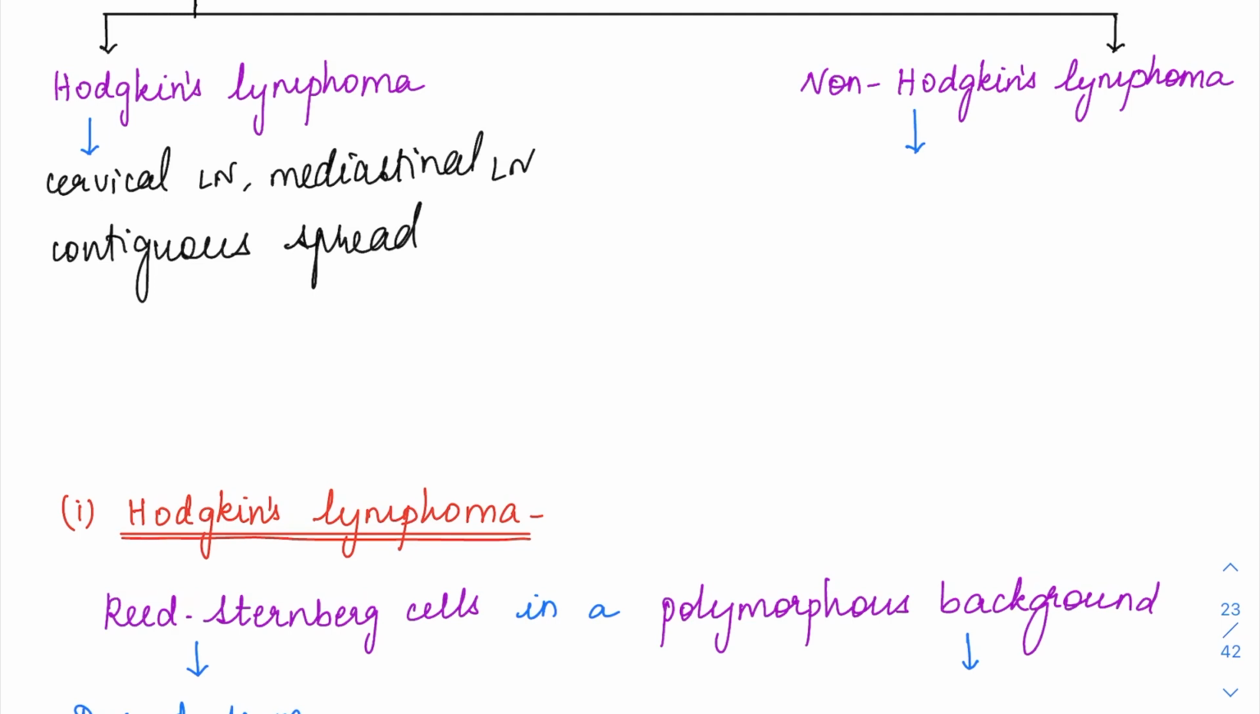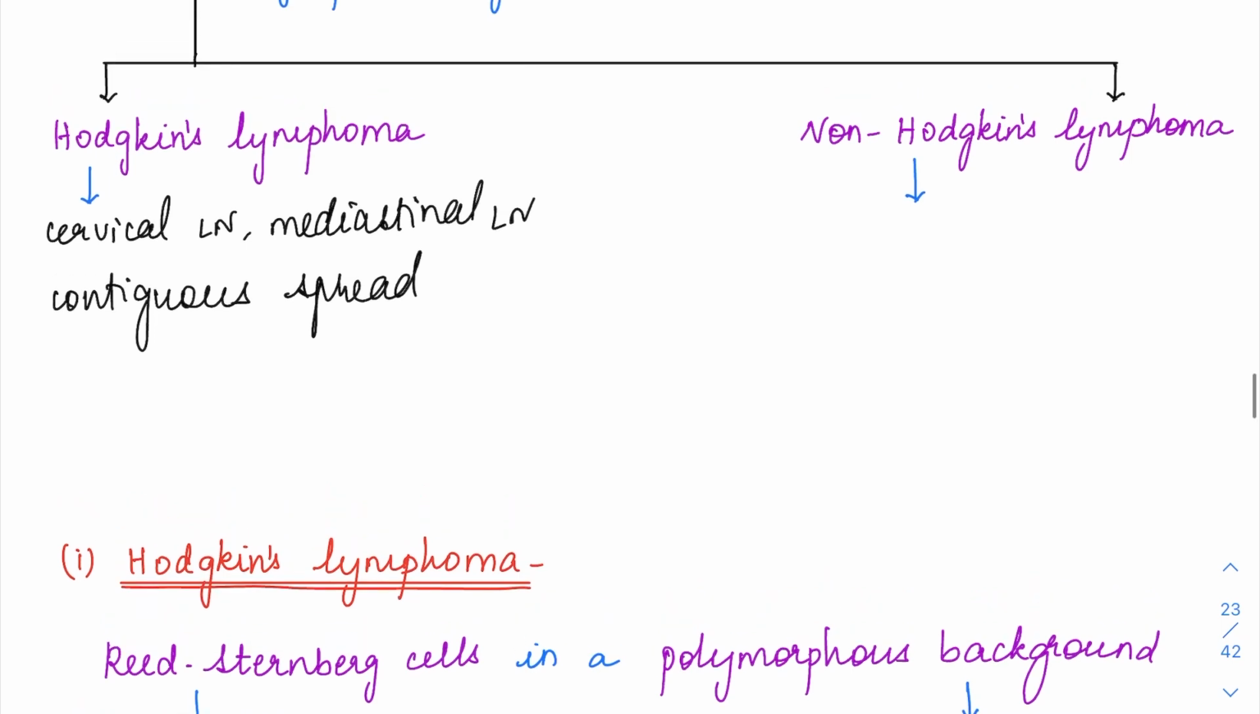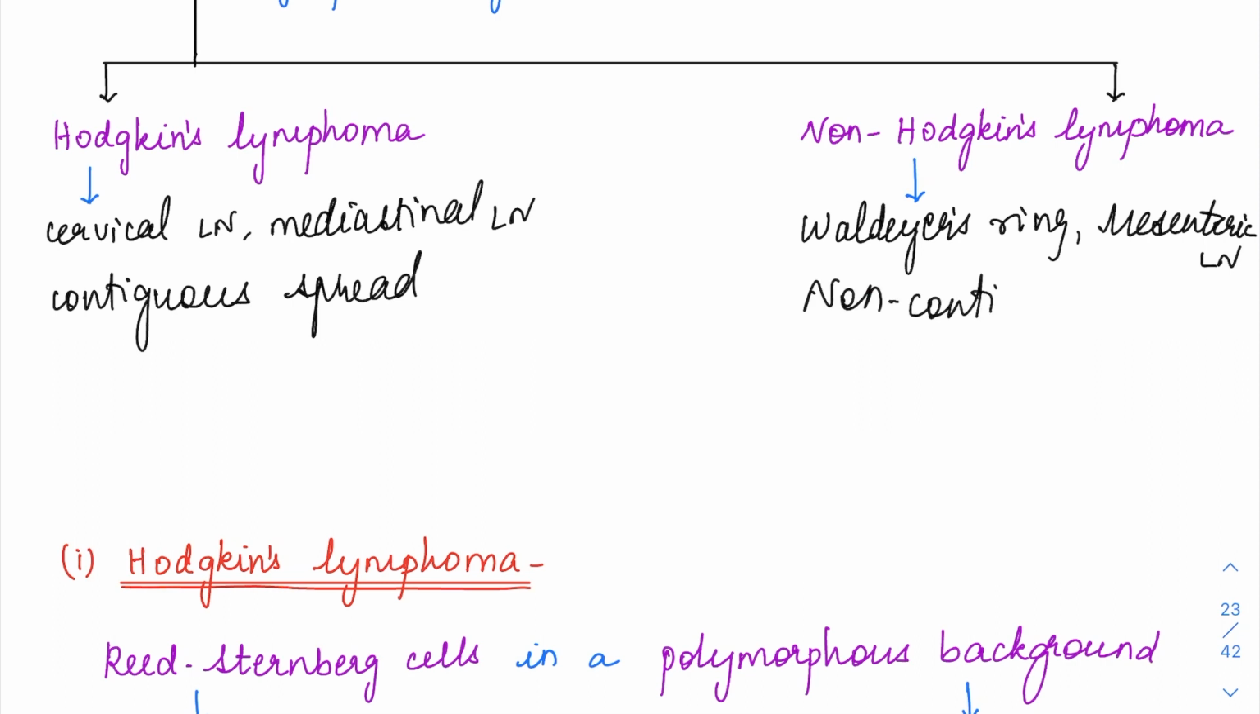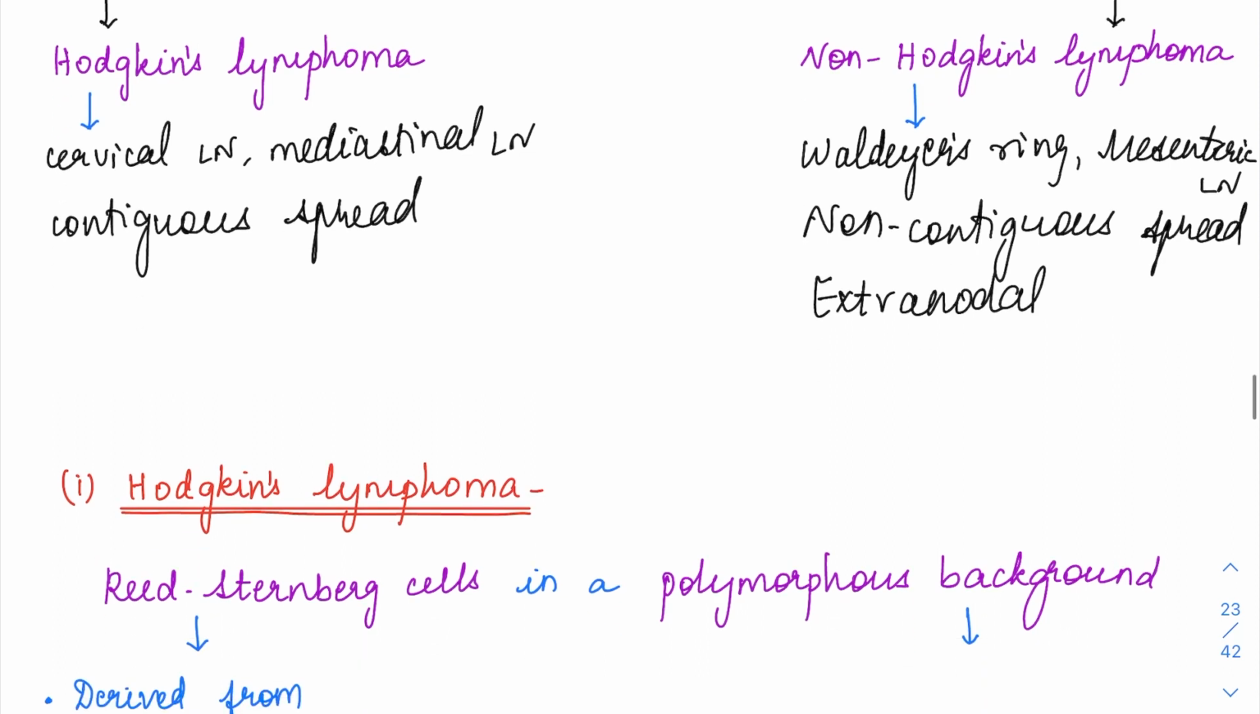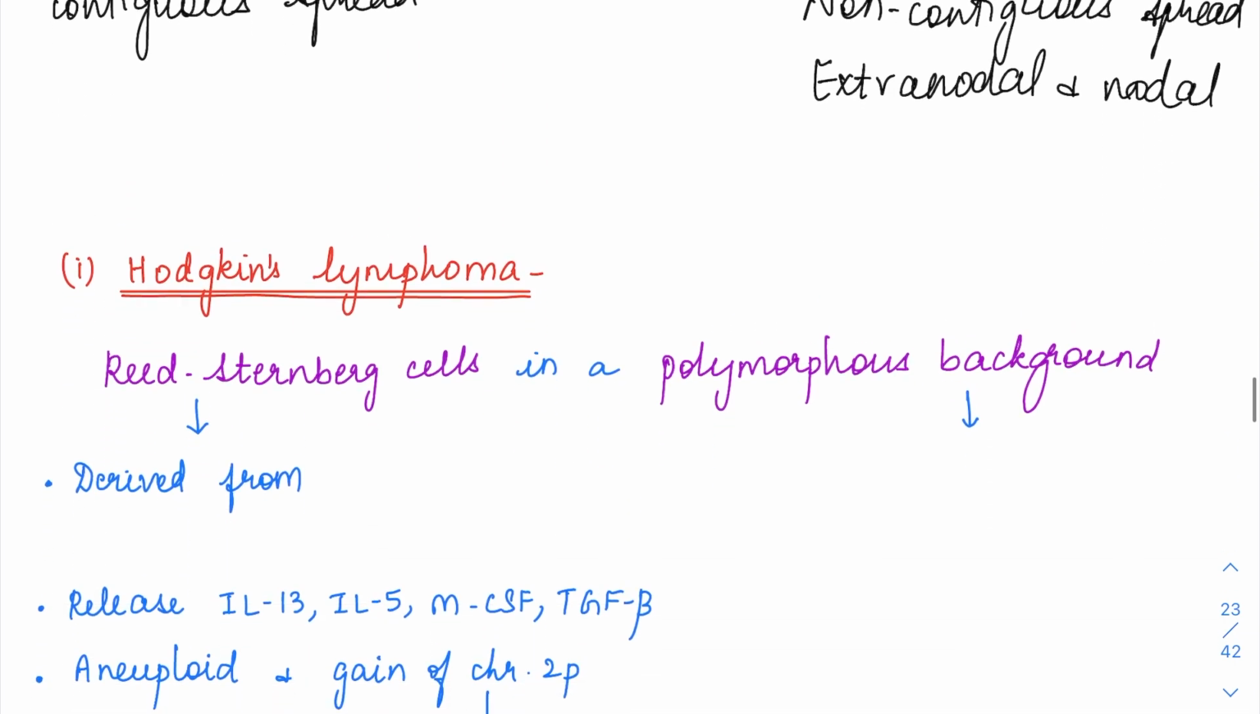And then non-Hodgkin's lymphoma here, it is going to involve the Waldeyer's ring and also the mesenteric lymph nodes. Okay, and here the spread is going to be non-contiguous. So randomly any lymph node is going to be involved. And not just lymph nodes, it can be extranodal as well. Both lymph nodes and extranodal lymphoid organs like the spleen can also be involved. Okay, so now let's start with Hodgkin's lymphoma first.